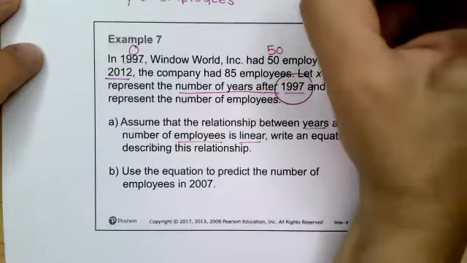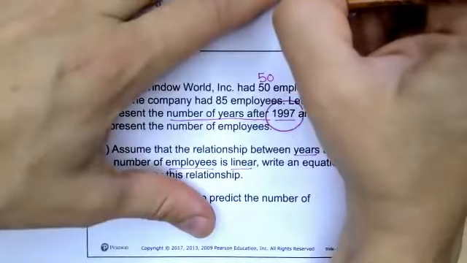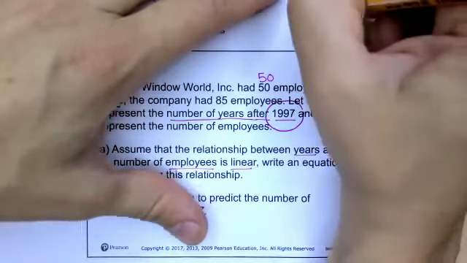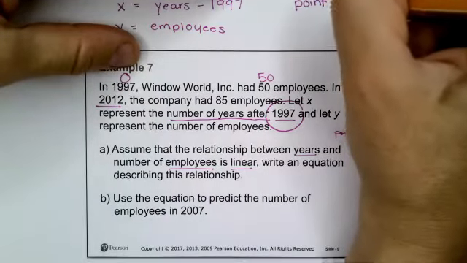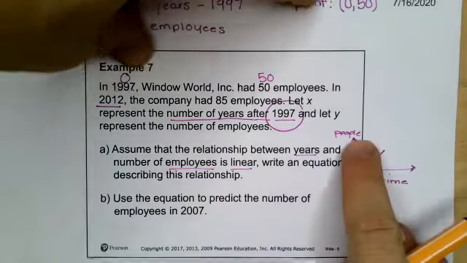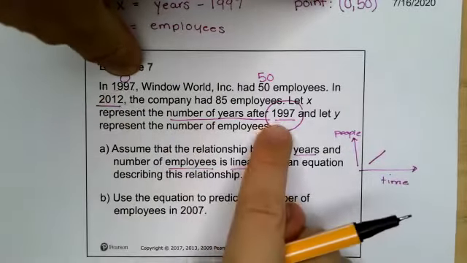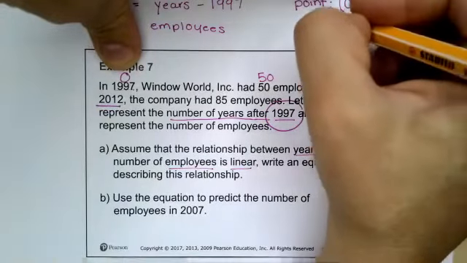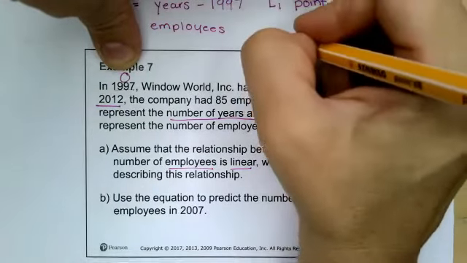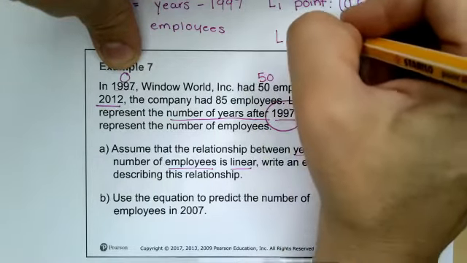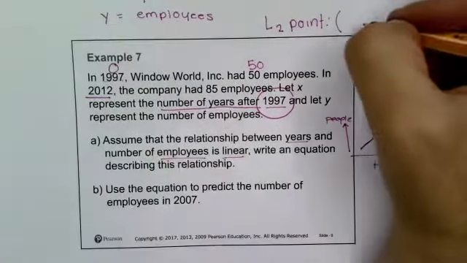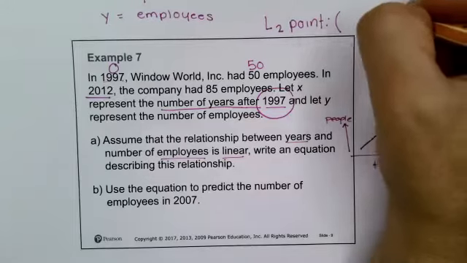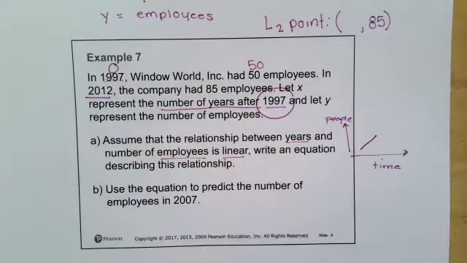So that means when my X, I'm going to find a point, okay? You're not going to have to do this on the exam. Your point might be X is time. So at year 0, they had 50 people, right? Year 0, they had 50 people because they started in 1997. A second point, so I'll call this L1. L2, (2012) we had 85. So instead of 50, we're going to replace 50 with 85. And 2012, so subtract 2012 minus 1997, right?